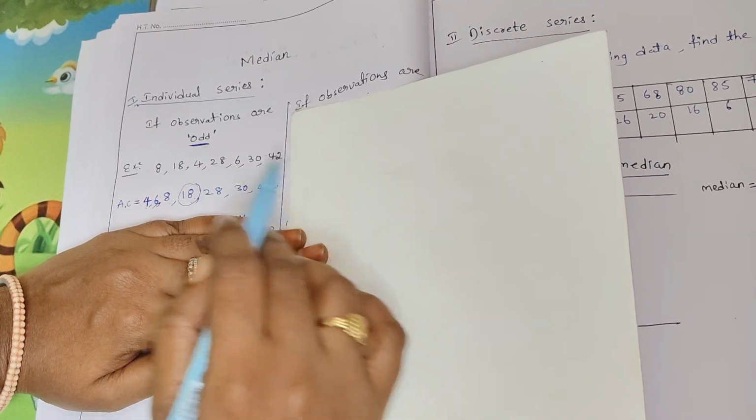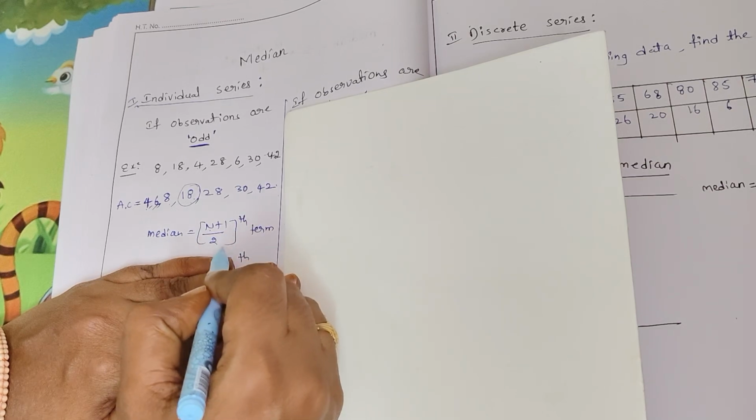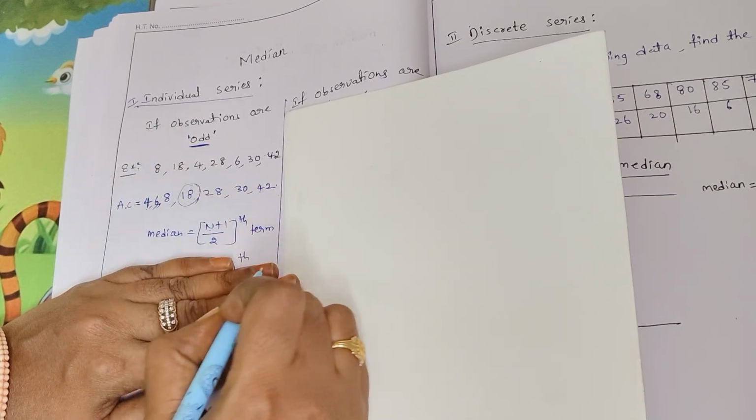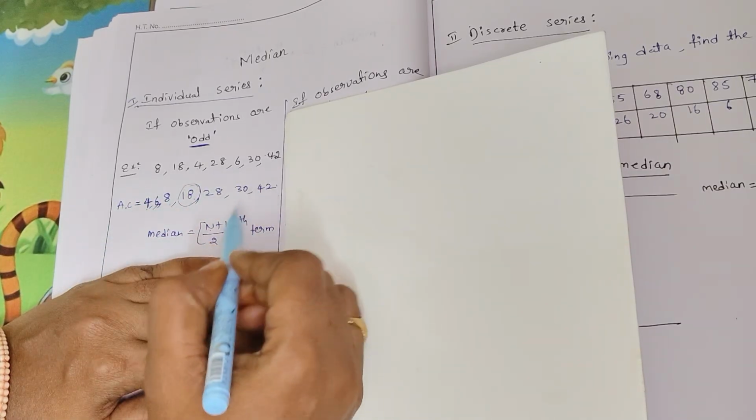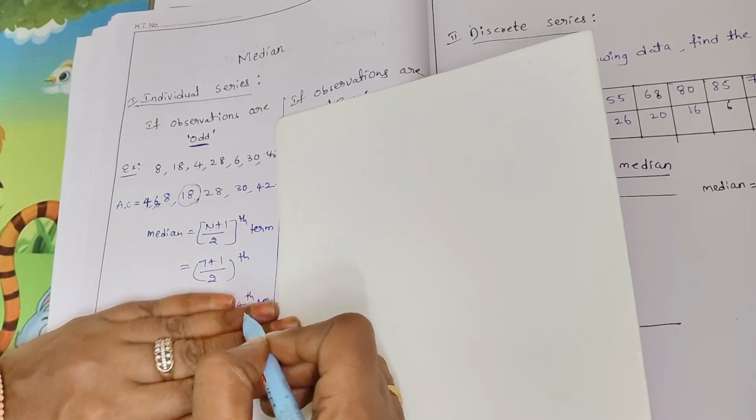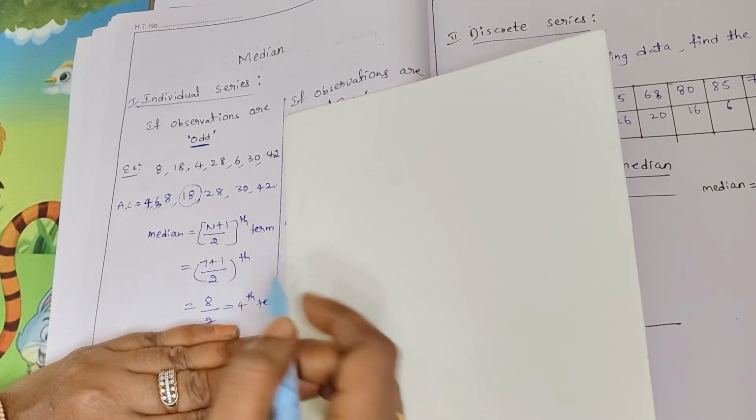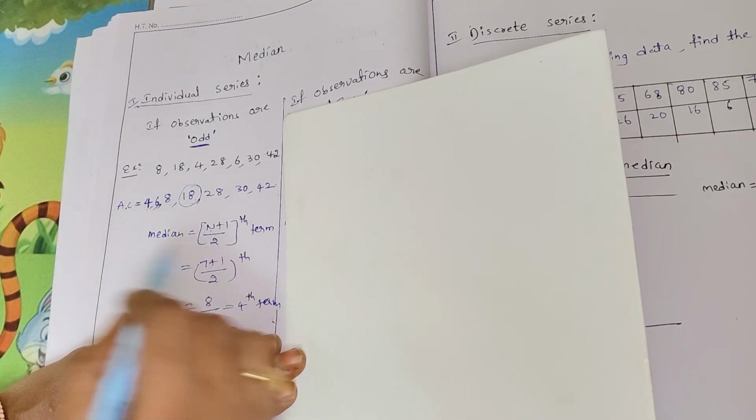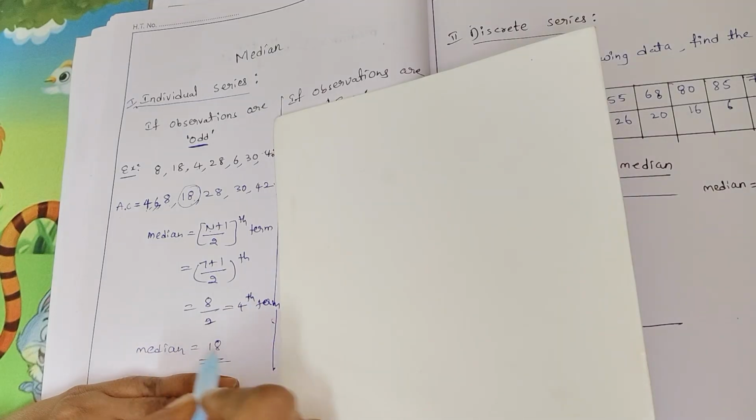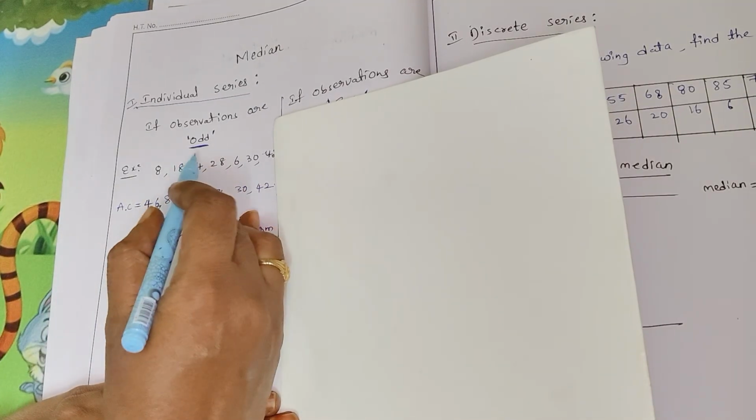What is the formula for the median in individual series? Median is equal to the (n plus 1) divided by 2th term, where n is the number of observations in the individual series. The number of observations is 7. So 7 plus 1 divided by 2, that is 8 by 2, so the 4th term. What is the fourth term? 1, 2, 3, 4. The fourth one is 18. The median is 18. So we can use the formula, or else we can identify it easily if there is an odd number of observations.